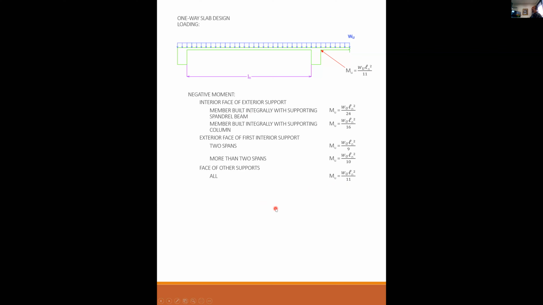Again, these are just generalizations that the code gives us in very common applications so that we don't have to go through the work of building models and doing the structural analysis.